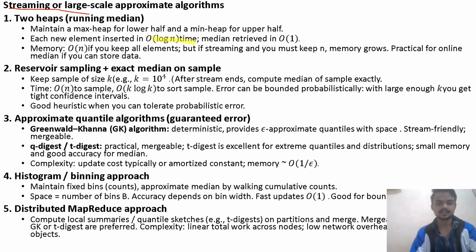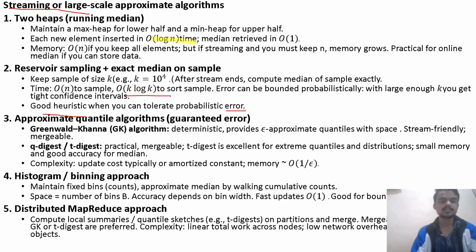Reservoir sampling plus exact median on the sample. Keep a sample of size k, for example k equals 10 to the power 4. Time is O(n) to sample and O(k log k) to sort. Error can be bounded probabilistically with large n and k. You can get a confidence interval. Huge heuristic when you can tolerate probabilistic error.